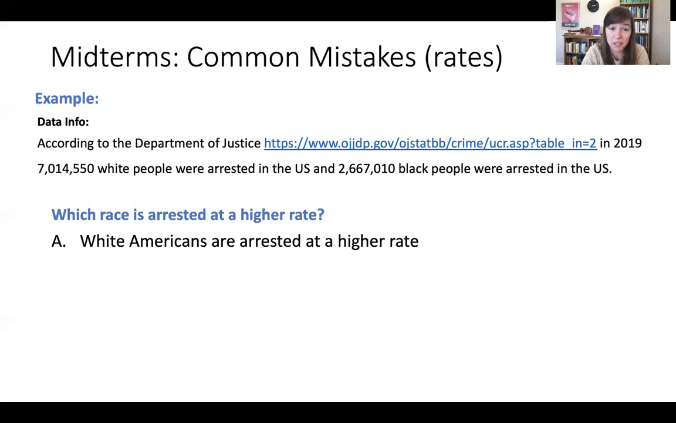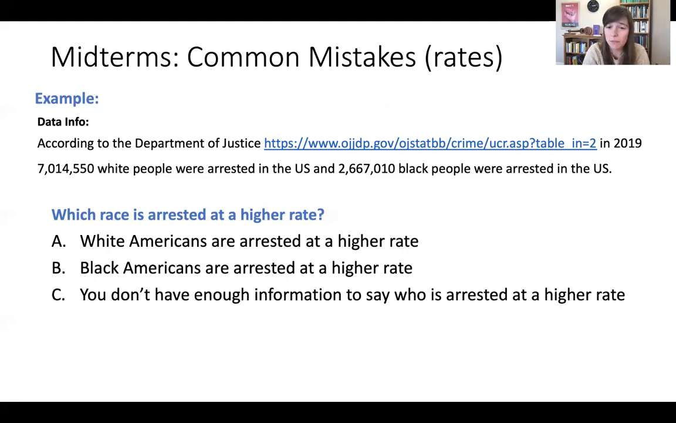A, white Americans are arrested at a higher rate. B, Black Americans are arrested at a higher rate. Or C, you don't have enough information to say who's arrested at a higher rate. So I want you to think about this. Given the data info, which one of these is correct? The correct answer is C. You just don't have enough information.